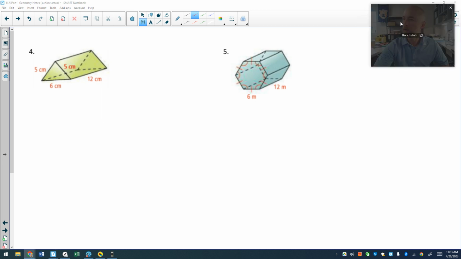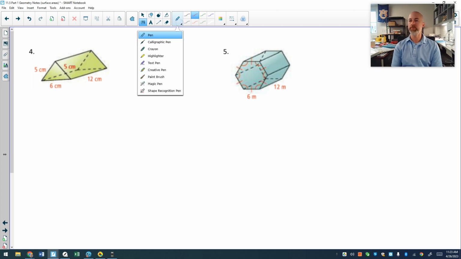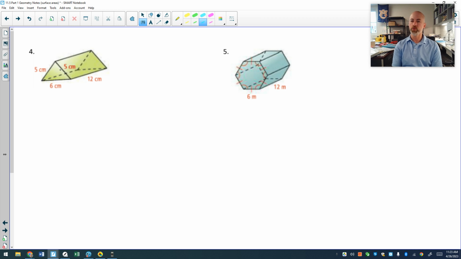Number 4. We have another prism, and this time the bases are not top and bottom. Remember, for the bases, you are looking for congruent parallel faces, and these triangles on top and bottom are congruent and parallel. And so we have a triangular base, and to work out the perimeter and the area of that base, which, by the way, I'm going to rewrite the surface area formula. It's 2 times the area of the base plus perimeter of the base times the height.